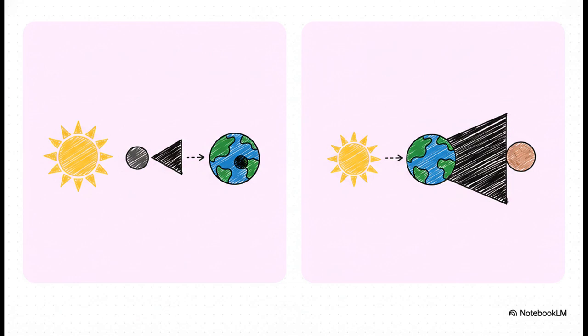But for a lunar eclipse, the order gets switched up. It's sun, earth, then moon. So our planet's giant shadow is what covers the moon. It's pretty cool, right? One darkens our day, the other messes with our night.